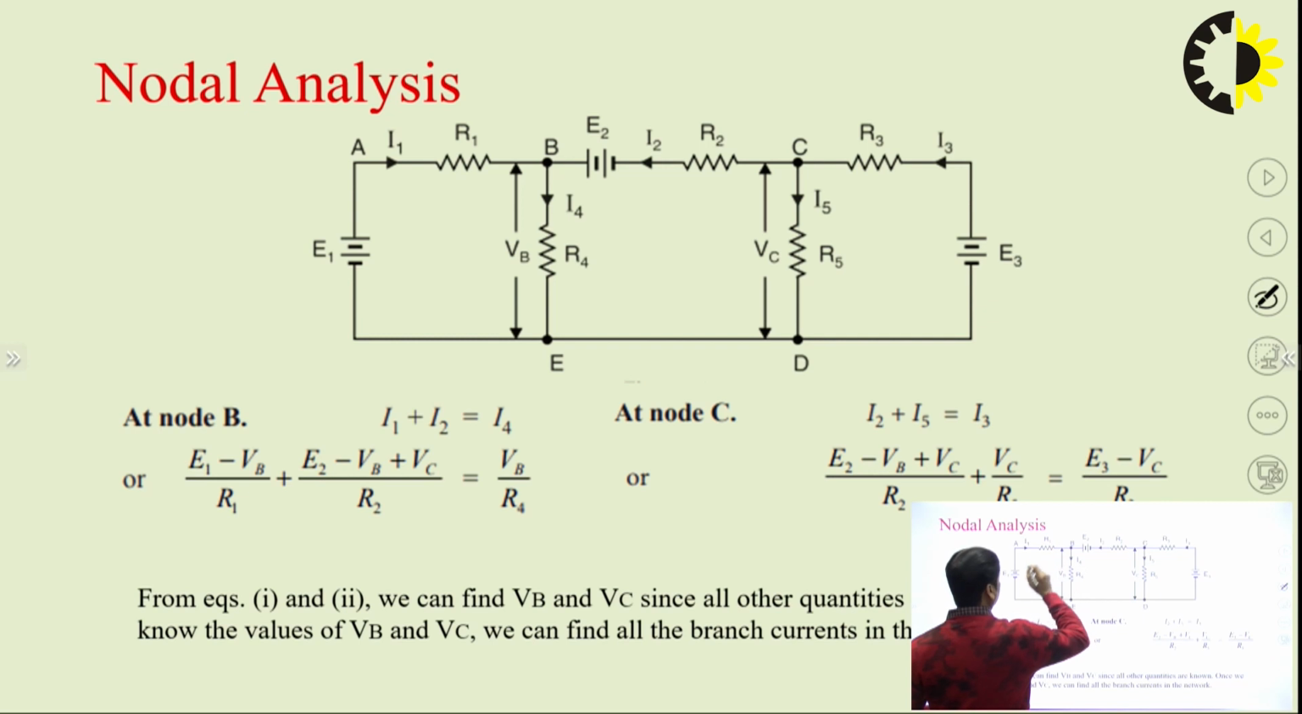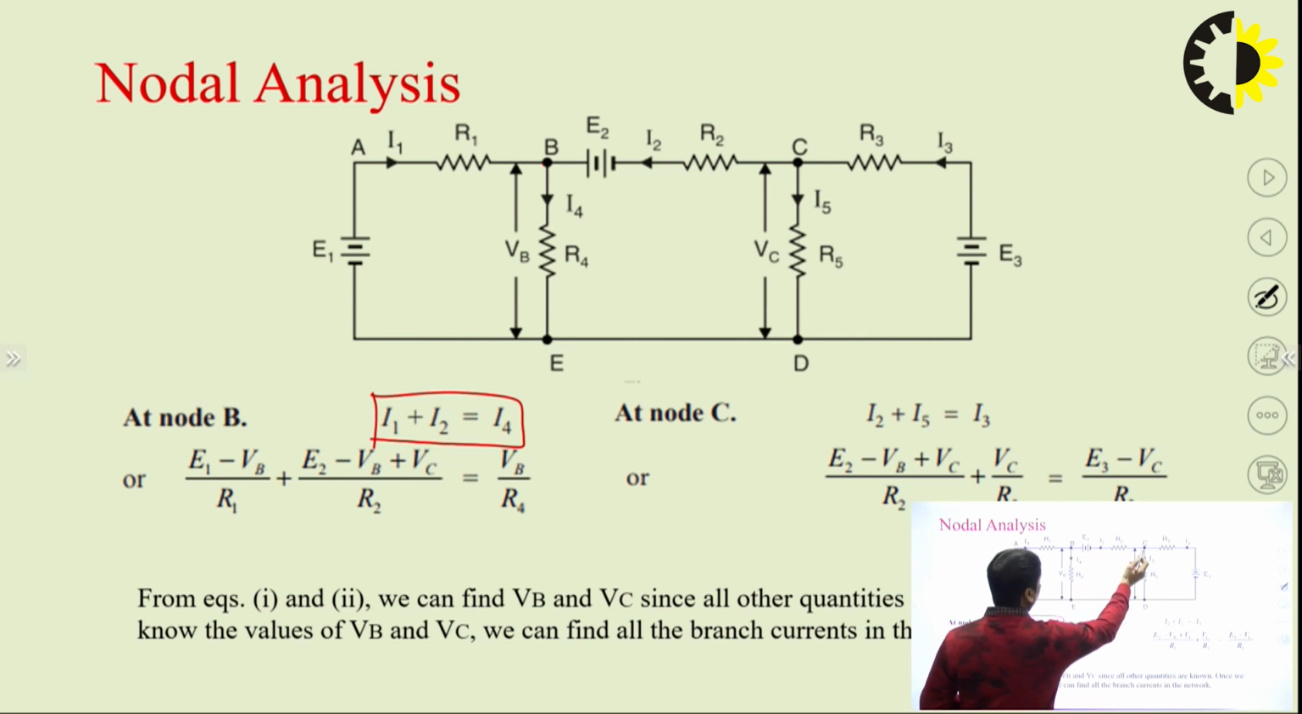So we can see that this is one of the simpler circuits, and it has nodes B and C. You can see the nodes A, B, C, D, E, but B and C are the effective nodes where two or more branches are connected. First of all, we have to assume the current in every branch. Suppose E1 is one of the sources, and at this node B, the current I1 plus I2 is equal to I4. So I1 is coming here, I4 is going out, and I2 is from C to B. So at point B, I1 plus I2 is equal to I4, because incoming current is equal to outgoing current. That is the simple Kirchhoff's current law. So this is at B.